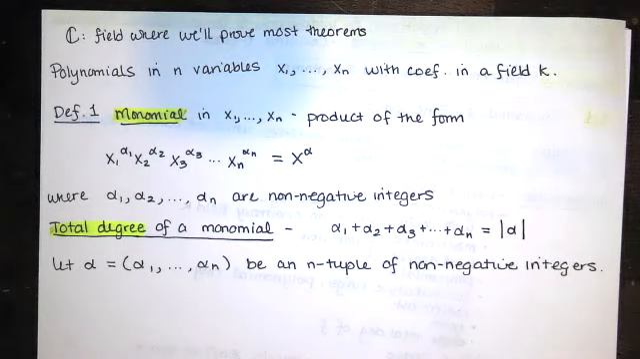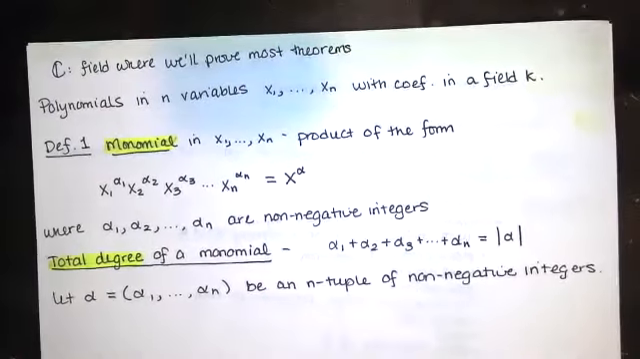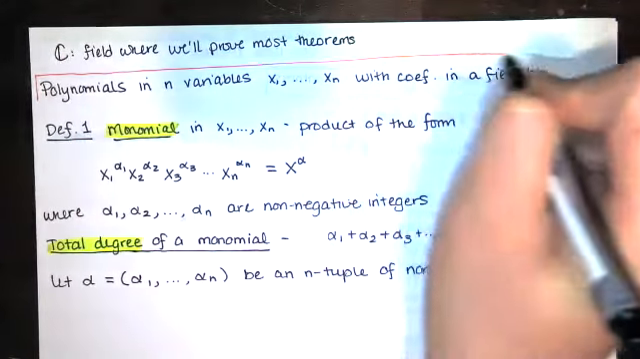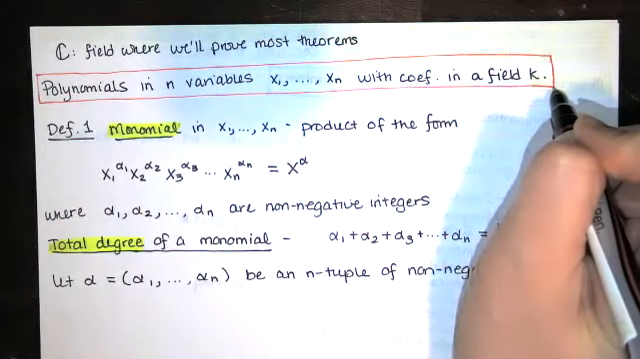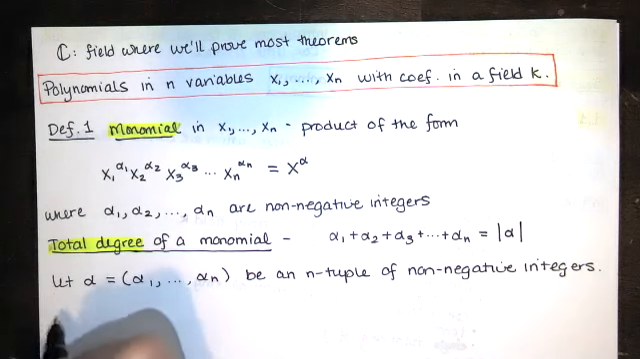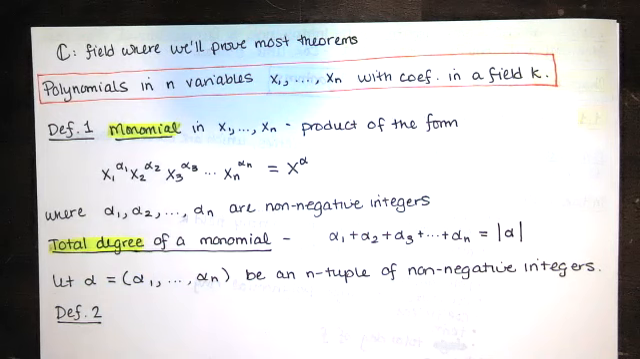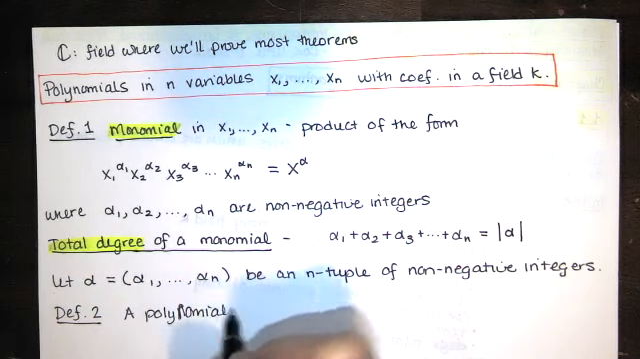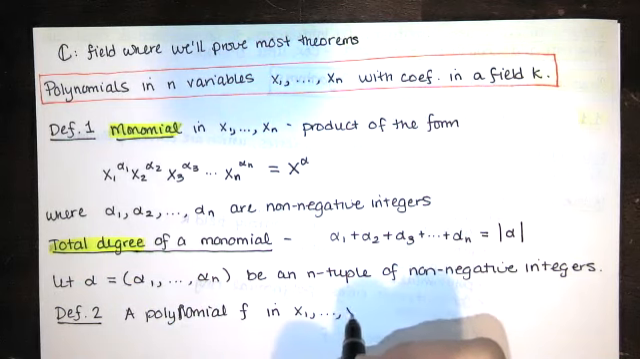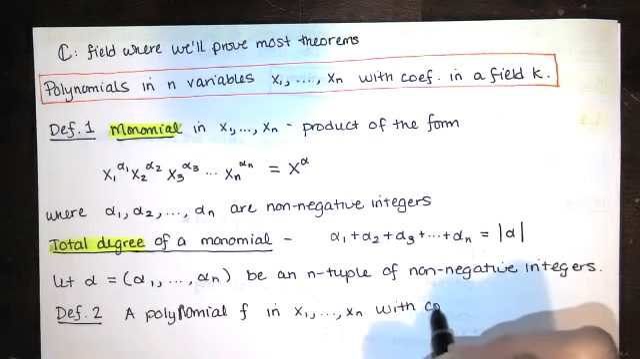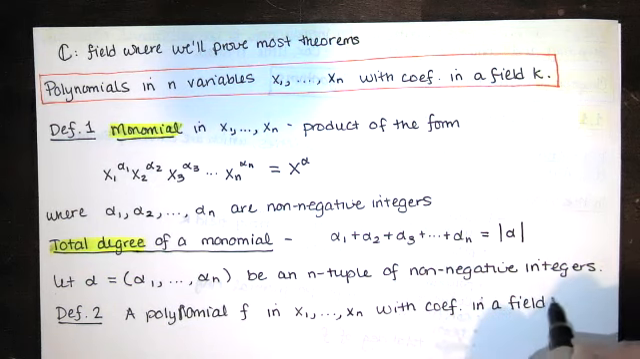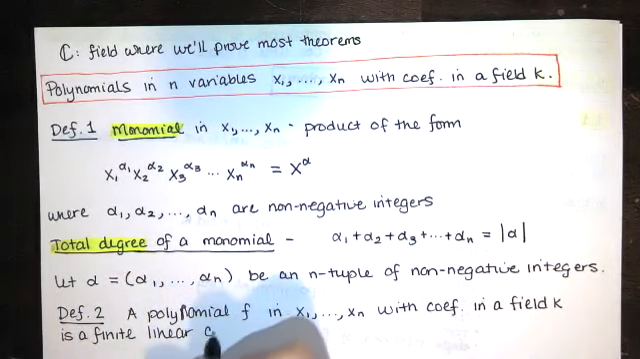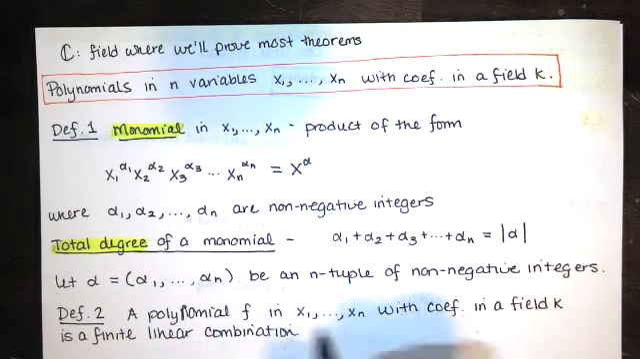Okay, so now that we know what a monomial is, we can talk about what a polynomial is. I know, we already know what a polynomial is, but we're just sort of introducing the notation that we'll be using when we discuss algebraic geometry. So a polynomial f in the variables x sub 1 through x sub n with coefficients in the field k is a finite linear combination of monomials.